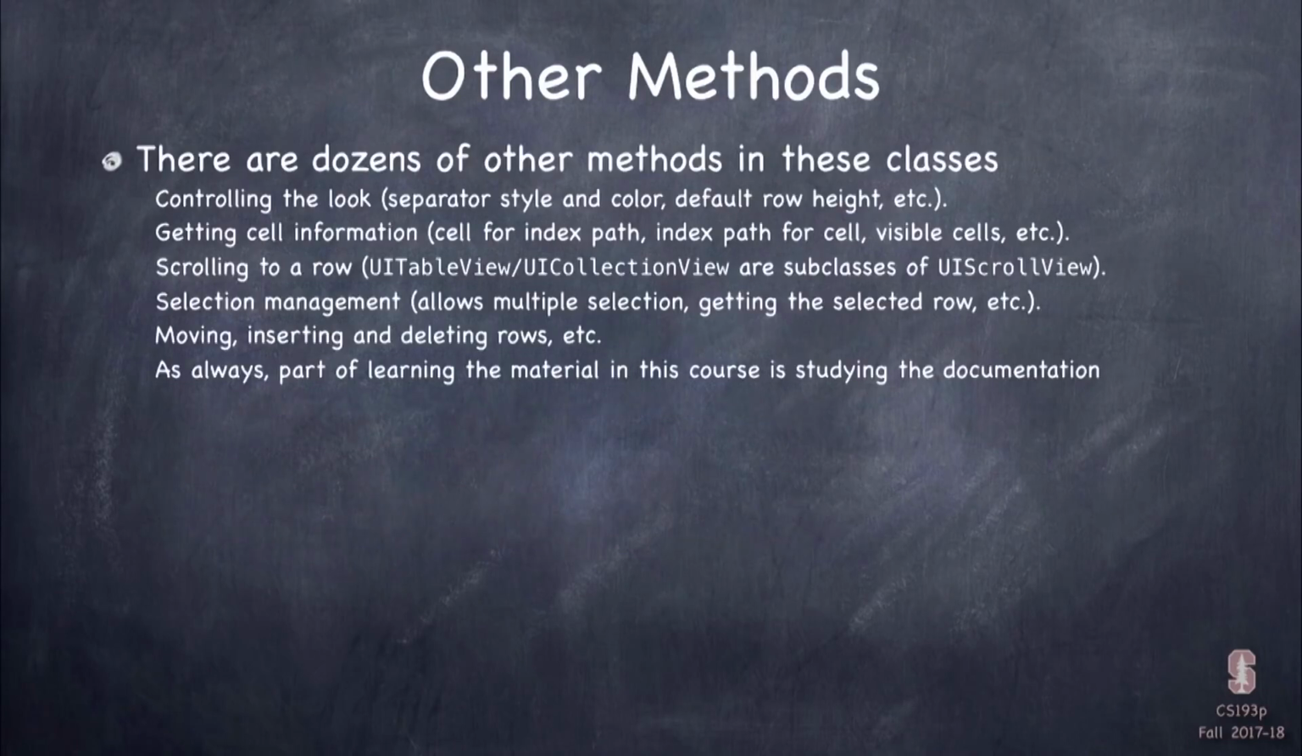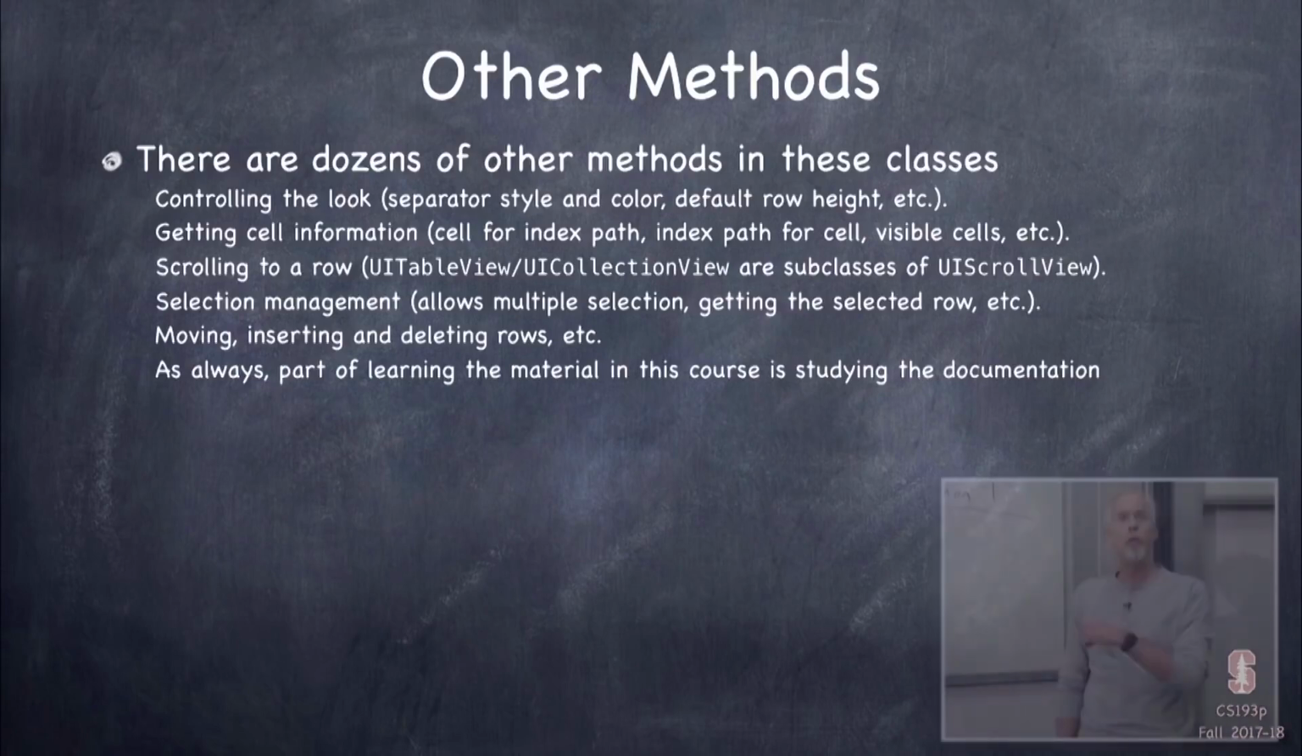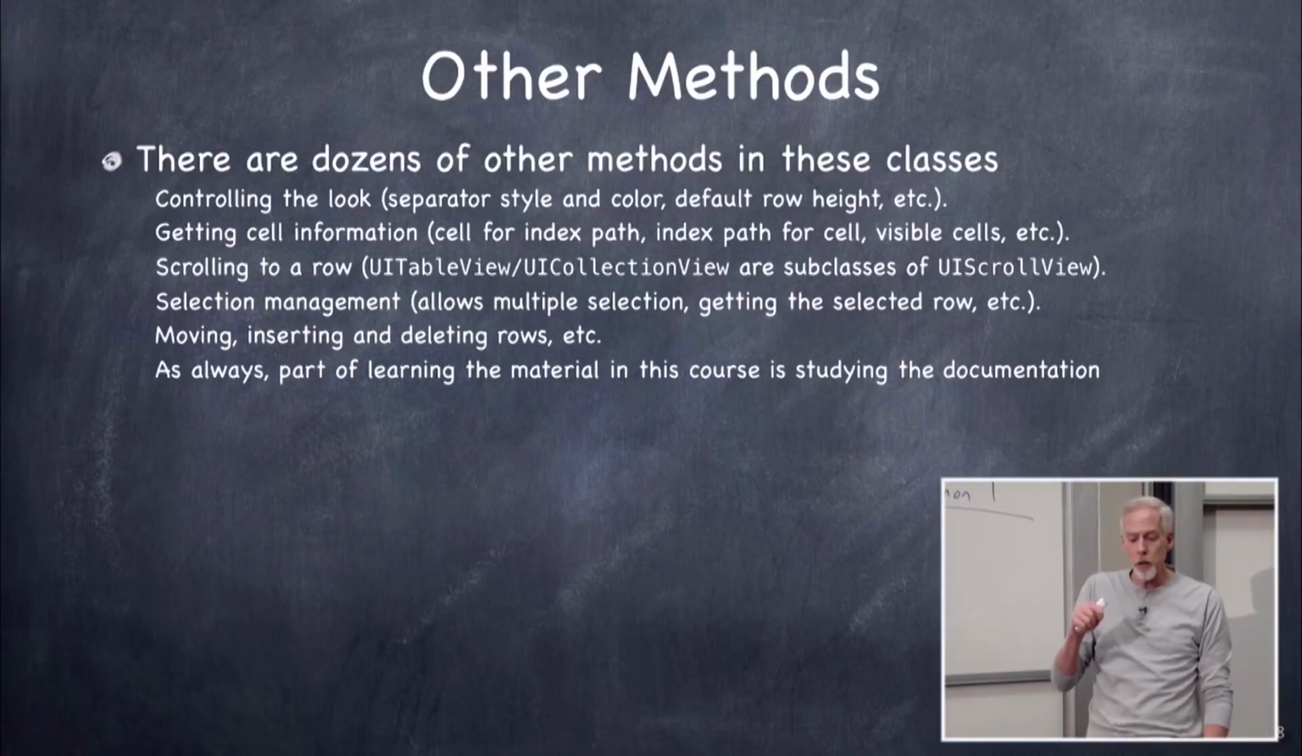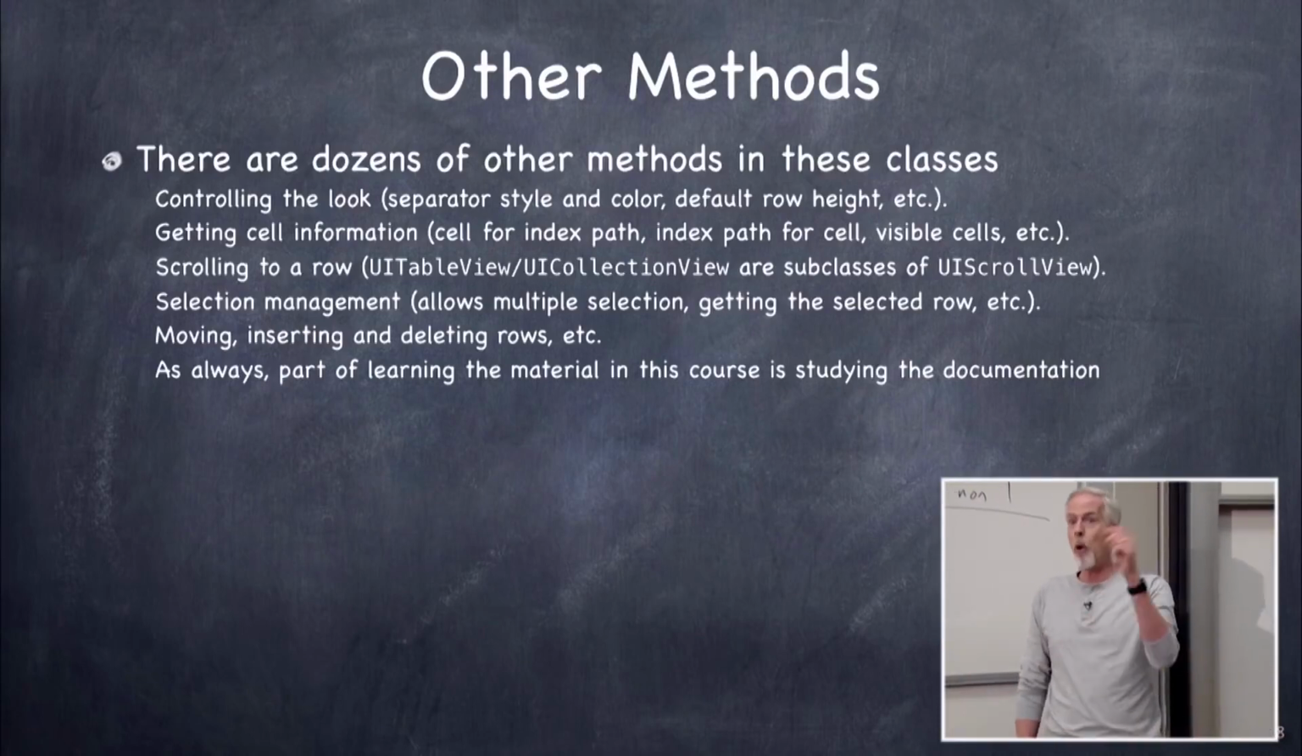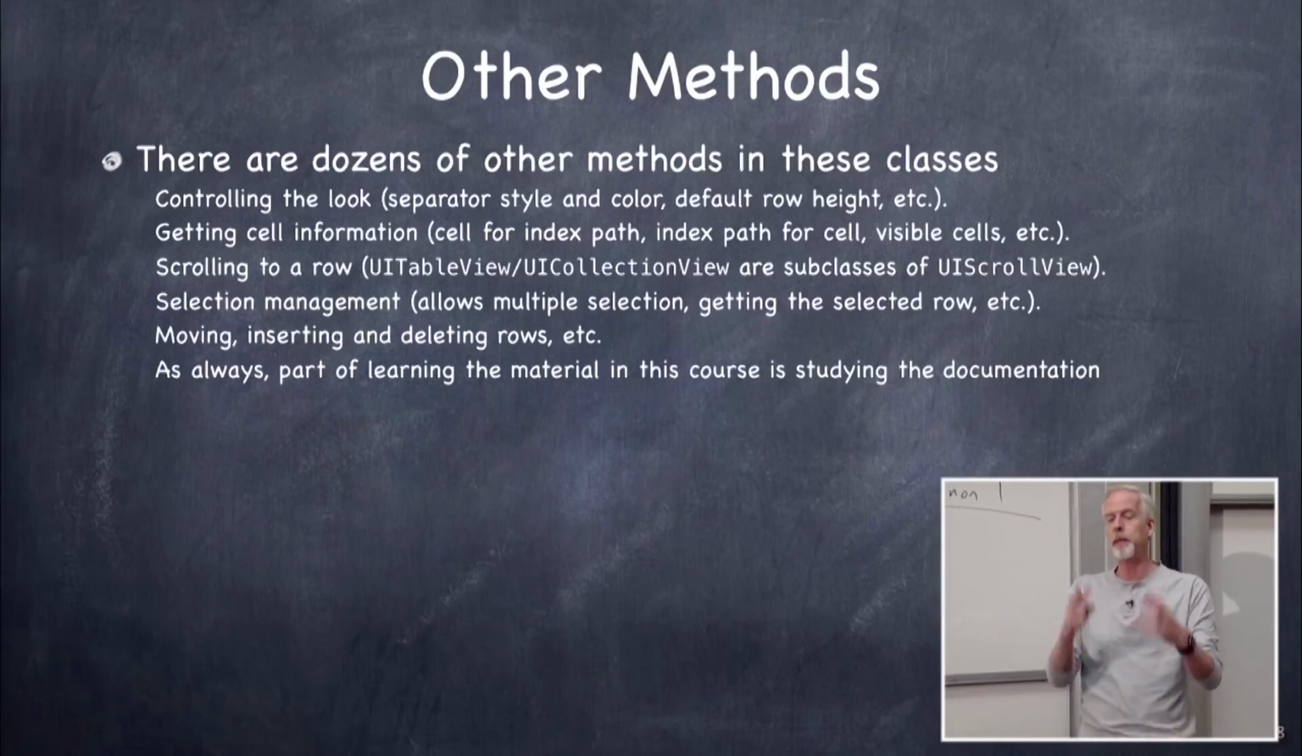billion other methods, dozens of other methods in these classes. These are very large, sophisticated classes. You can swipe to delete rows. You can move the rows around in a table view. You can scroll around, scroll to a certain row. I mean, there's just so much in there, it's hard to even get started on it.